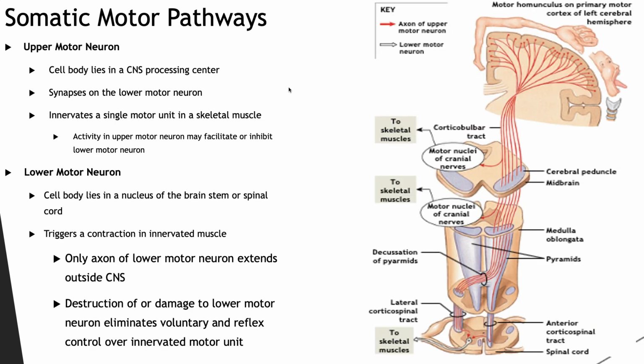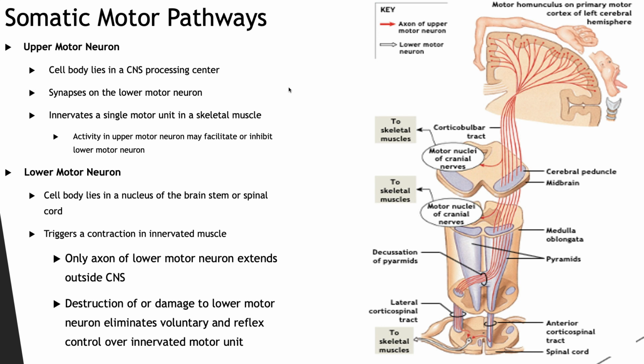Somatic motor pathways always involve at least two motor neurons: an upper motor neuron whose cell body lies in the CNS processing center, and a lower motor neuron whose cell body lies in the nucleus of the brainstem or spinal cord. The upper motor neuron synapses on the lower motor neuron, which in turn innervates a single motor unit of the skeletal muscle. Activity in the upper motor neuron may facilitate or inhibit the lower motor neuron.